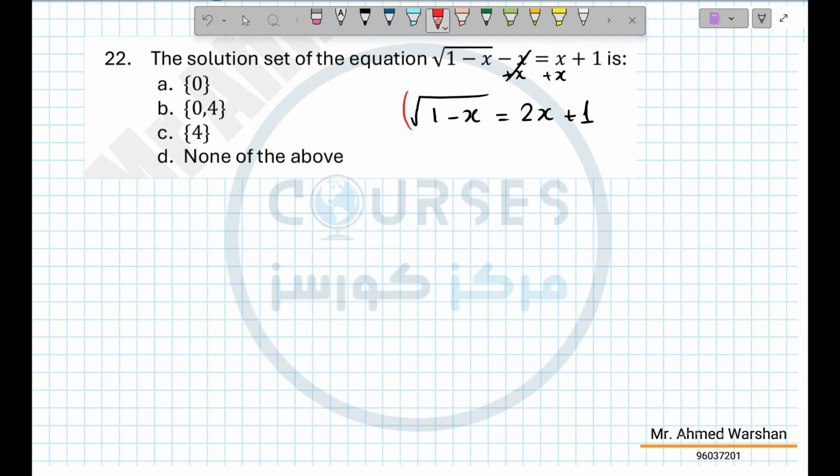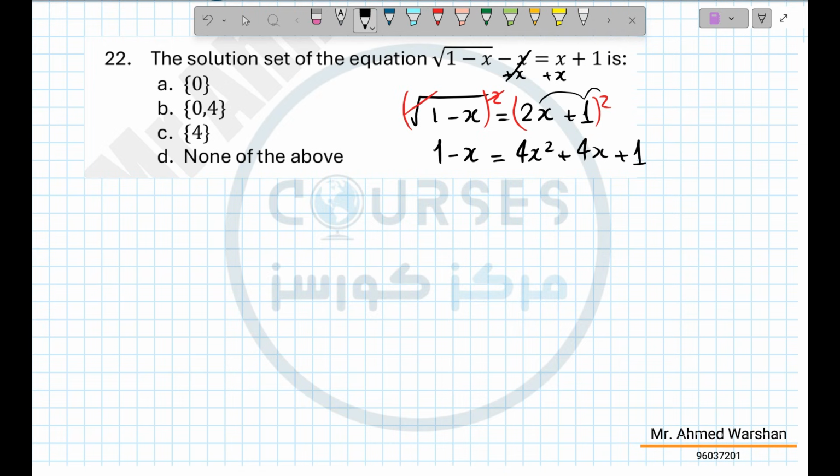To cancel the square root, you need to apply a power 2. The square root will cancel with the power 2, so you end up with 1 minus x equals this bracket power 2. You can either repeat it twice and multiply using FOIL, or use the formula a squared plus 2ab plus b squared. So a squared, 2x times itself, is 4x squared, and then 2 times 1 times 2x is 4x, and then 1 times itself is 1.